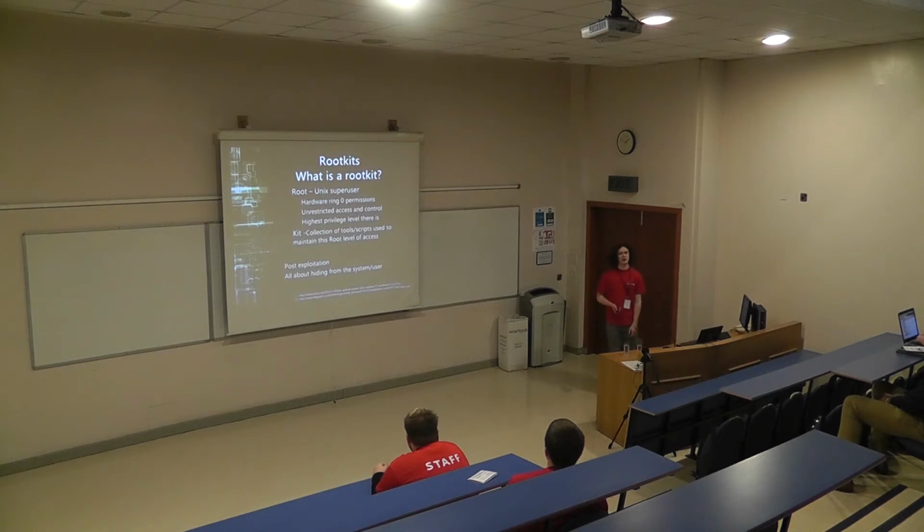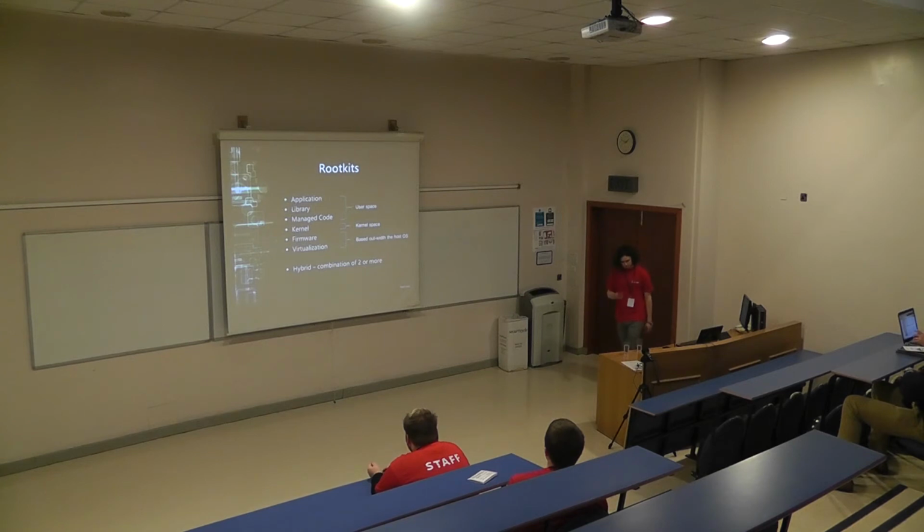Really what rootkits are all about is hiding your malicious files on the system from both the user and from antivirus. So if you look at Wikipedia, it'll tell you there's 5 different types of rootkits. I've got 6. Application-based rootkits were really the original.